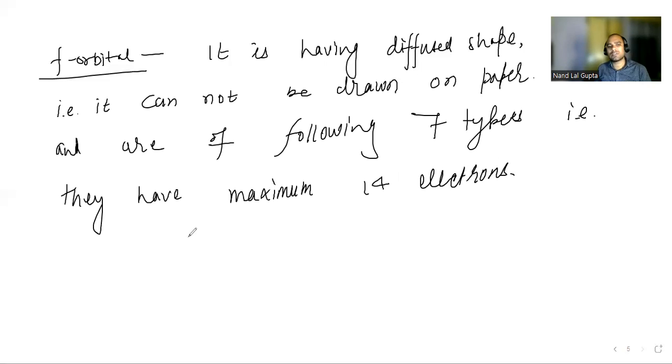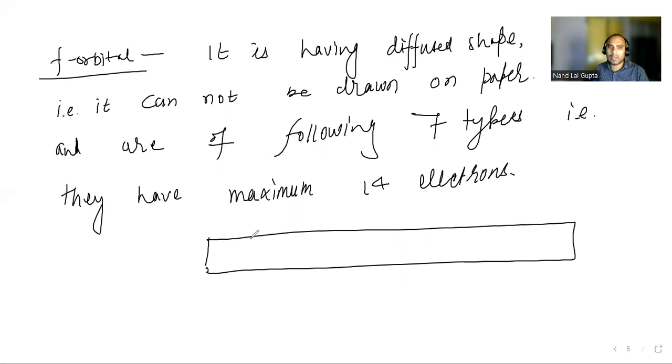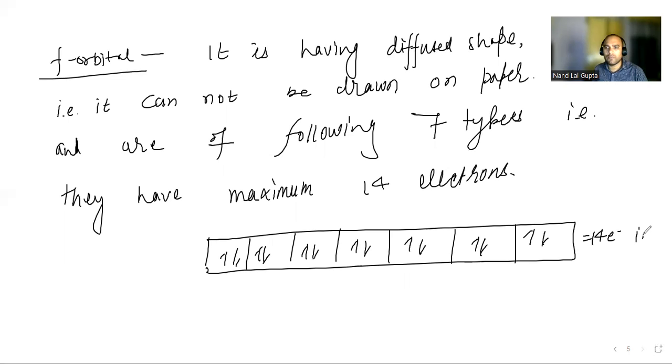Now let us try to understand. The total 14 electrons we have to write like this: 1 2 3 4 5 6 7, then 8 9 10 11 12 13 and 14. So 14 electrons in the f orbital. Please write down this one also.